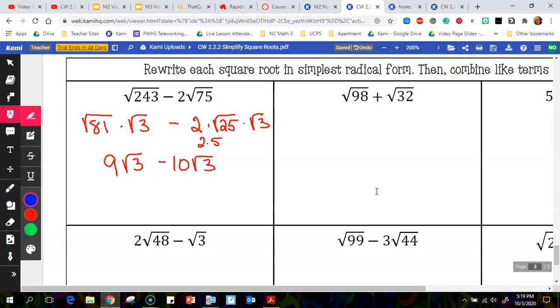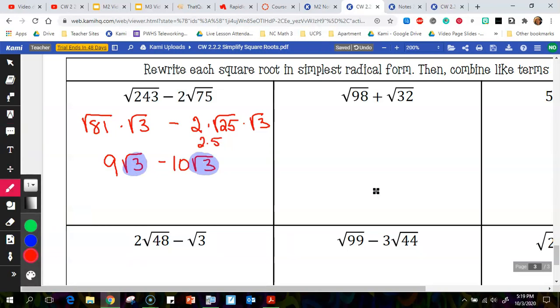Well, now what we have is what we would call like terms, because they both are root 3. So then we can combine these. 9 minus 10 is negative 1. So you can write it either negative 1 root 3 or just negative root 3.